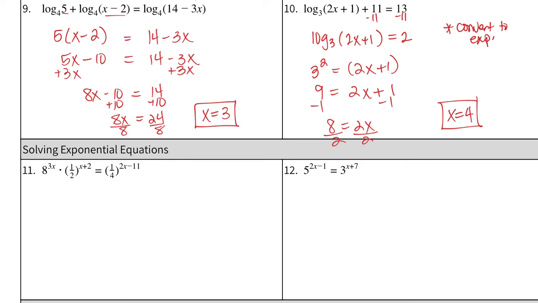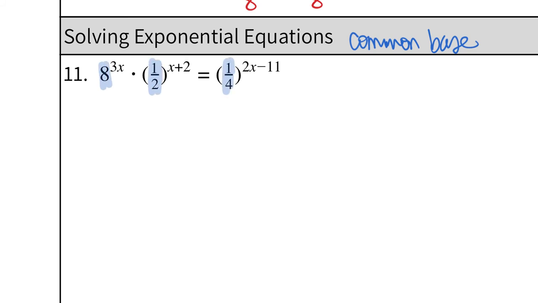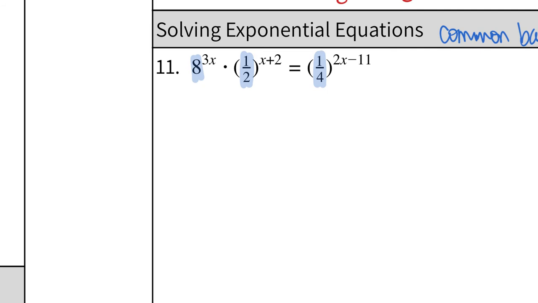Okay, next is exponential. Again, exponential has a bunch of different types. So in this first one, you need to make sure that they have a common base. So in this case, I'm going to highlight the bases. We have 8, we have 1/2, and we have 1/4. So obviously right now they don't have the same base, but I know that I can make them all have a base of 2. So powers of 2.